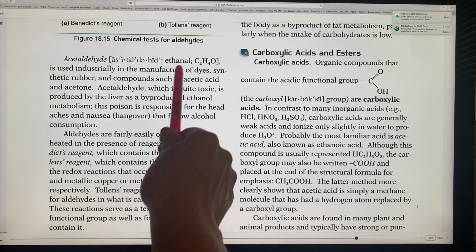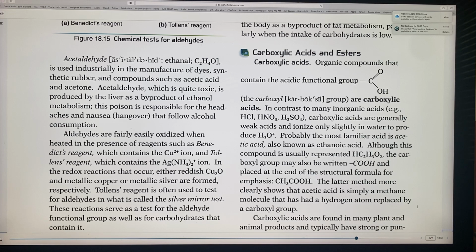Okay, so going on for acetaldehyde, and this is C2H4O. And acetaldehyde is called ethanal. Make sure I say the al at the end. It's used in manufacture of dyes, rubbers, acetone. Acetone, like acetone in nail polish remover, right? It's very toxic. Ethanal is also used to prevent headaches and hangovers. So even though it's toxic, they use that for that.